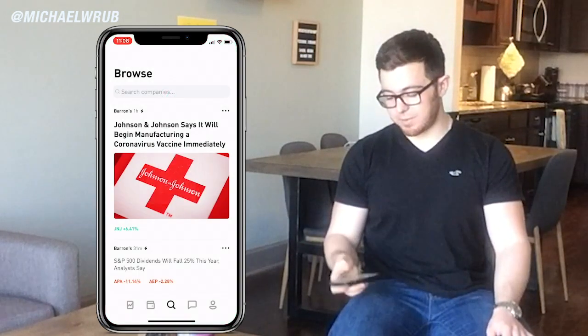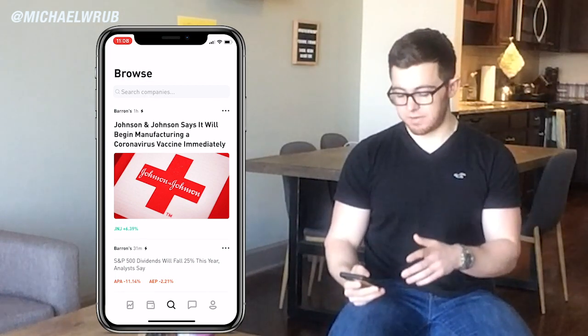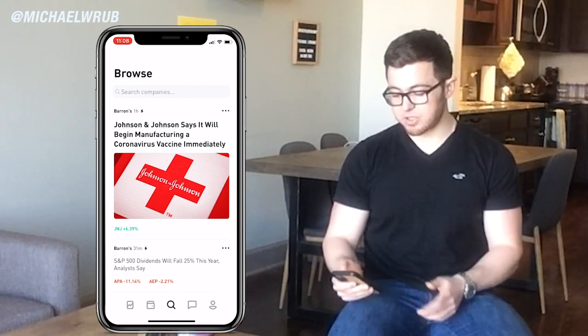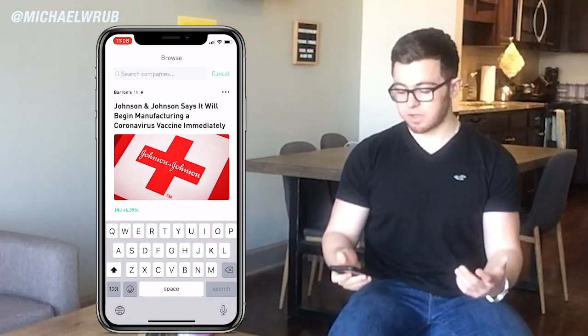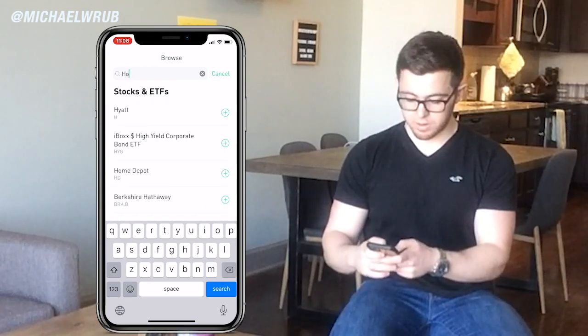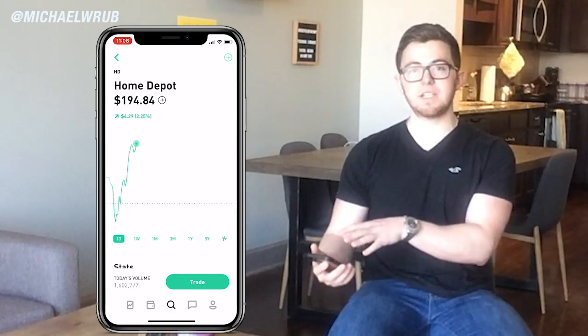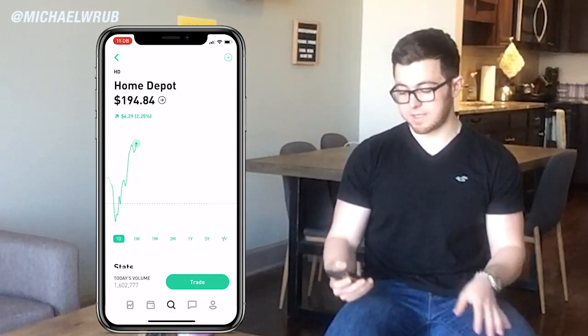So, opening up Robinhood, at the bottom of the screen you can see the magnifying glass. Love it, it's great. You click on that, and it brings you to this screen called Browse. So you can just search for the companies you want. Today we're going to just look at Home Depot. So you click on that. When you get to the main screen, you'll be able to see the stock price and the charts.